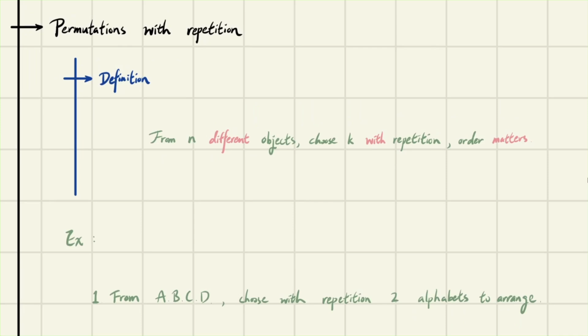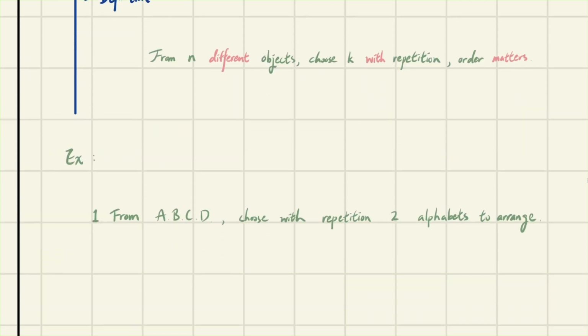Hello, so today what we're doing is permutations with repetition. Basically, permutations with repetition is from n different objects, choose k with repetition. And of course, for permutations, order matters. So without further ado, let's just do some questions, some examples.